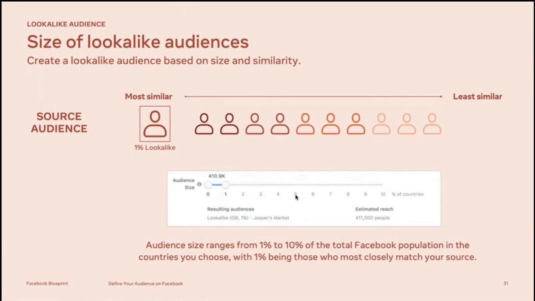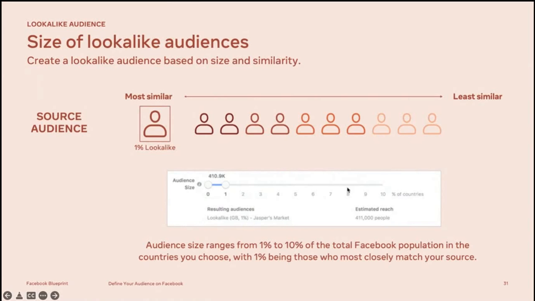So basically, let's say you choose a percentage of 0 to 1, which means that you are looking for a very highly similar lookalike audience, one that very closely resembles the seed audience you have given. That means you want 1% of the total population in that country who are on Facebook to be lookalike for you, which is very high on similarity.